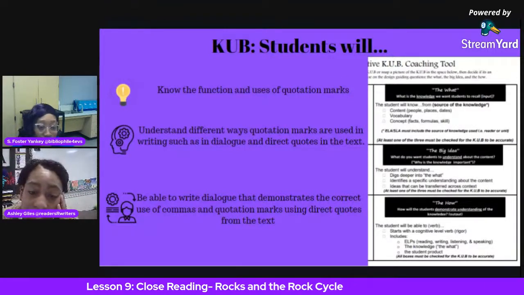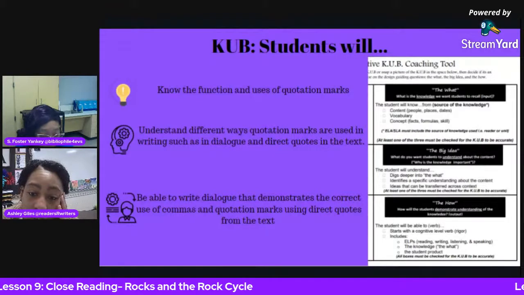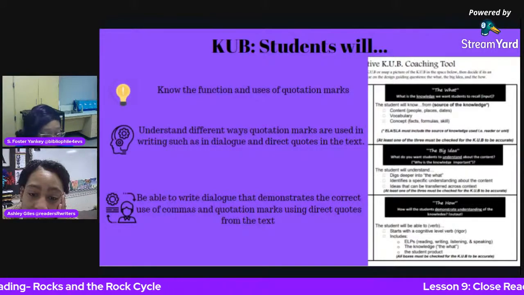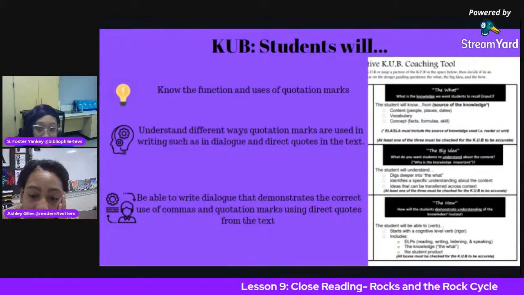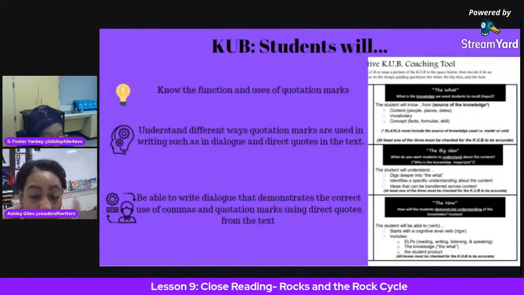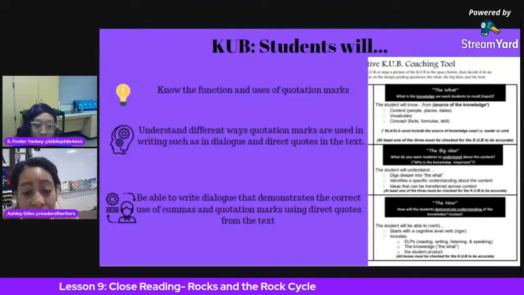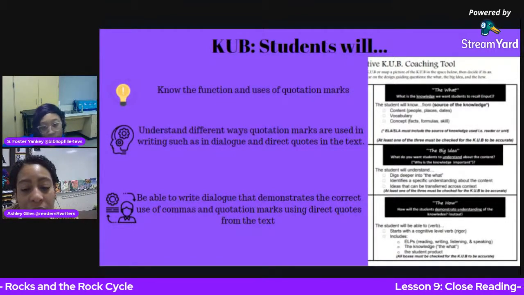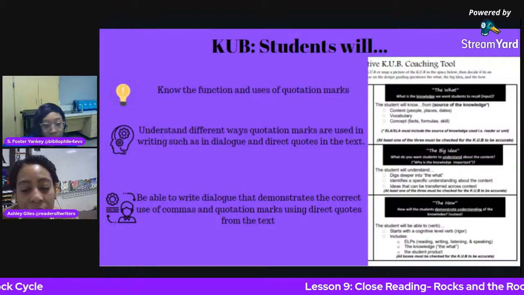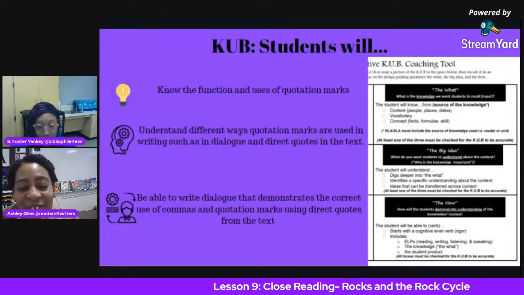So they will understand different ways quotation marks are used in writing, such as in dialogue and direct quotes in text. So there are different ways. It's not just one way. We can talk about it. And then they will be able to write dialogue that demonstrates the correct use of commas and quotation marks using direct quotes from the text.